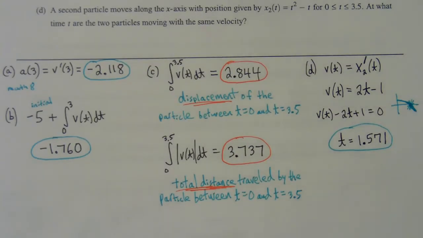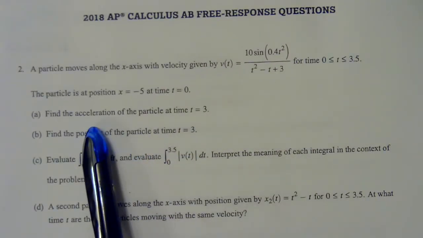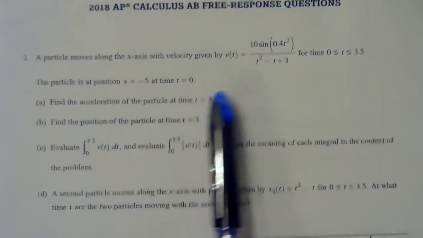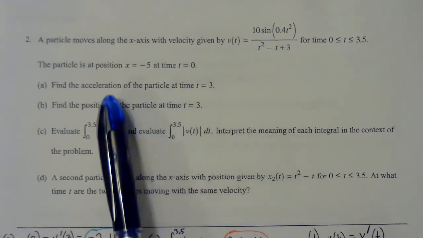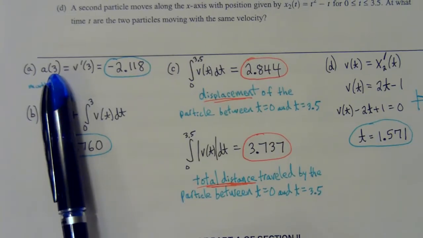Should be a pretty quick particle problem there. It gives us the velocity up at the top, and then it's asking us for the acceleration. We know it goes position, velocity, acceleration. So you're supposed to do the derivative of that, plug in the 3. The calculator does that for you, right?